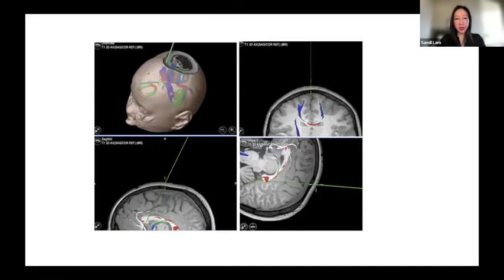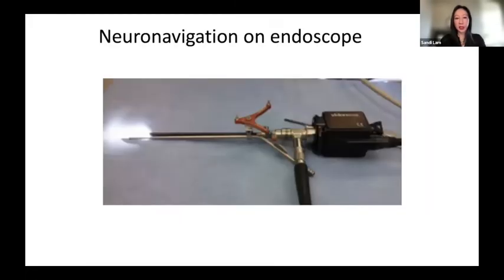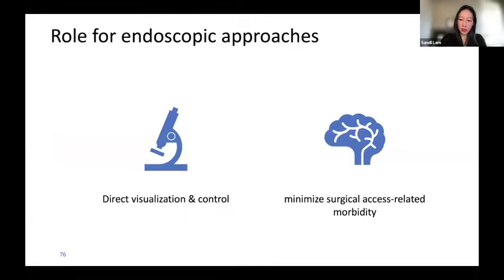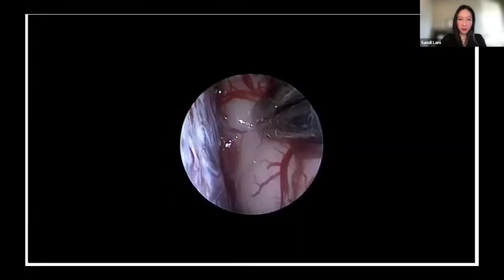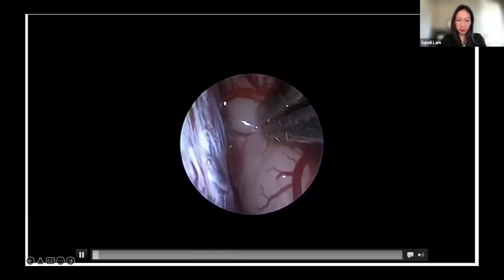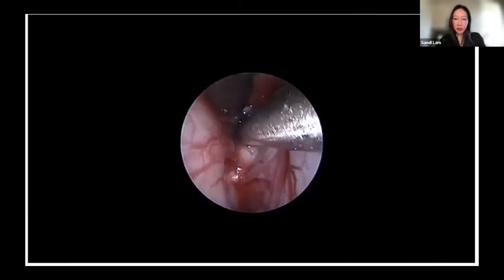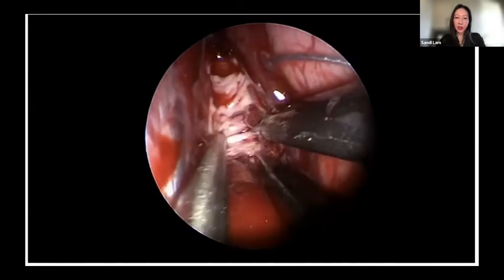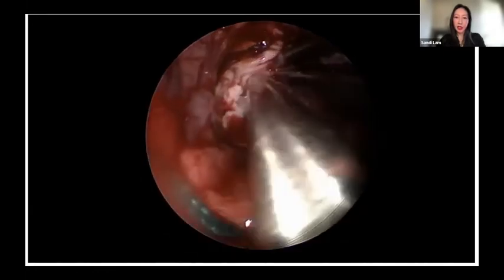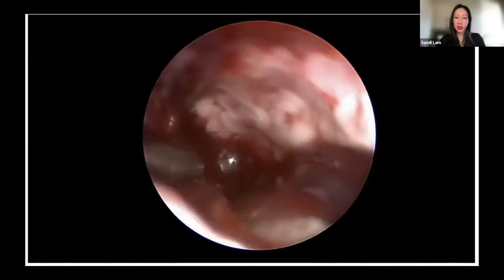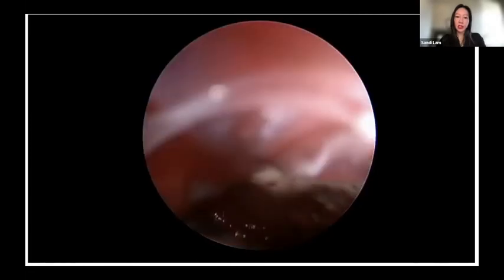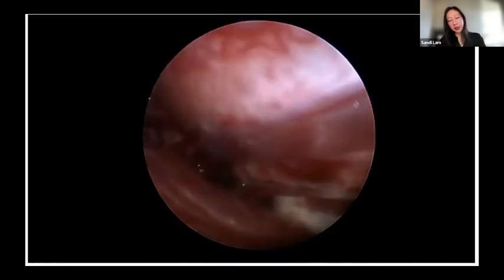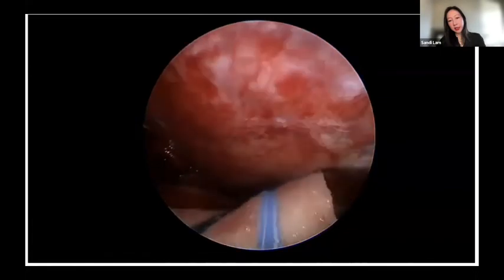It's also a much more natural learning curve. So when you look at navigation, it helps you plan the craniotomy. I navigate the endoscope. Here is interhemispheric. I'm looking at the corpus callosum. Now I'm dividing the corpus callosum, and see that the endoscope is being held by my assistant, and I'm able to use two hands with the suction and with my bipolar. So here I'm able to see my anterior cerebral artery. That's very clean.